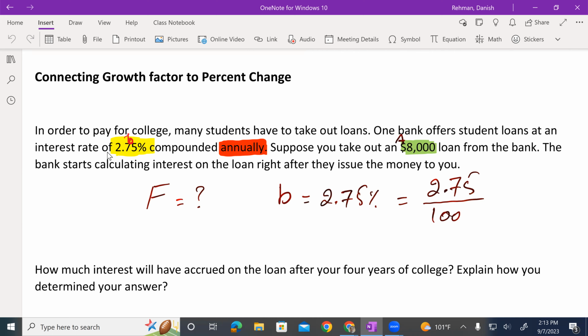What else do we have? Do we have A? 8,000. What's missing? We are missing here the value of F, and that is the future value. So let's read the next line. It's telling you how much interest will have accrued on the loan after 4 years, after your 4 years of college. So what do you think is this number 4 here?